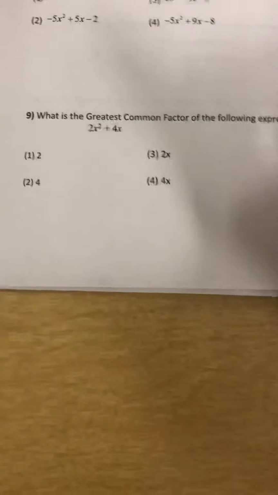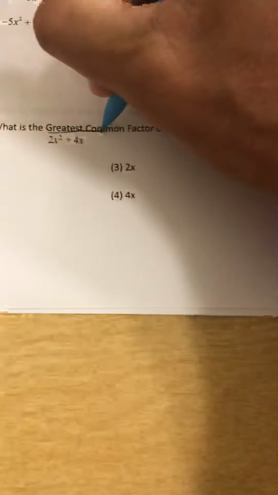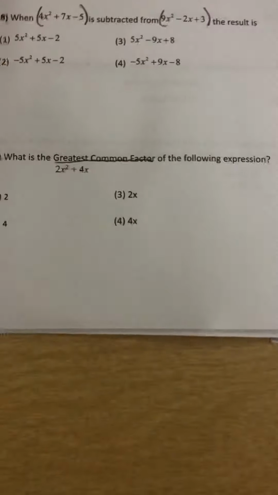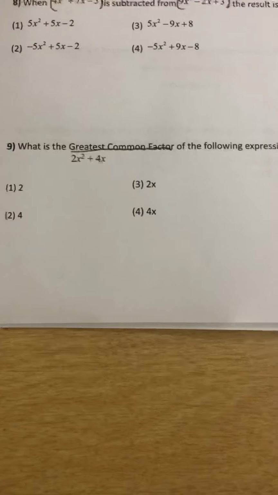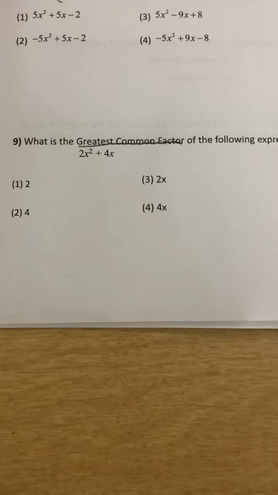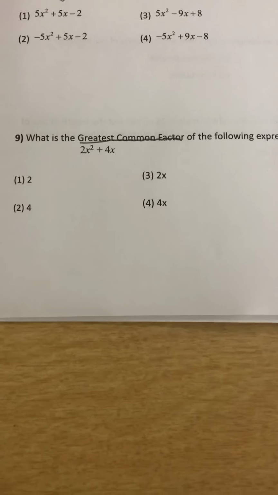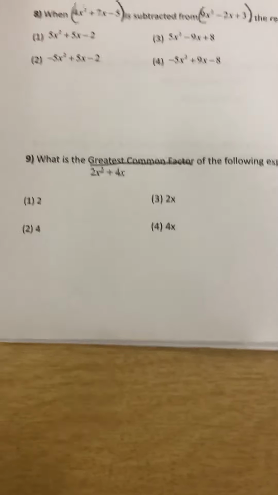Number 9, the greatest common factor of the following expression. So the greatest common factor is the biggest number and the smallest exponent that can be divided out.